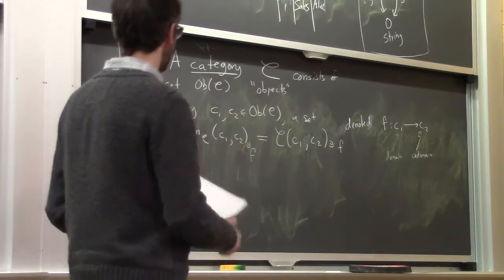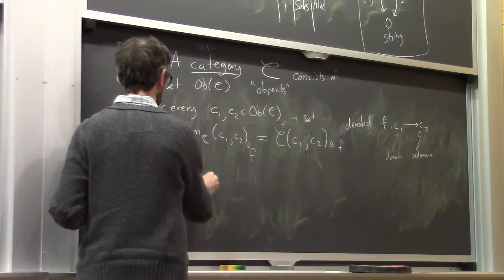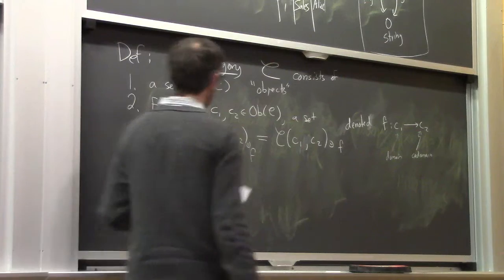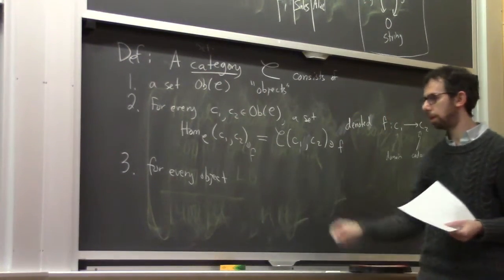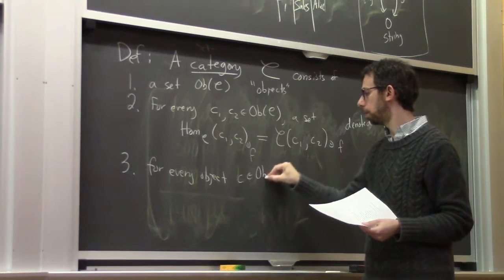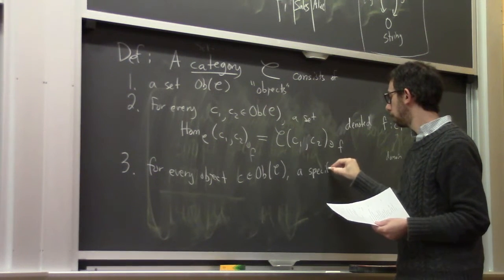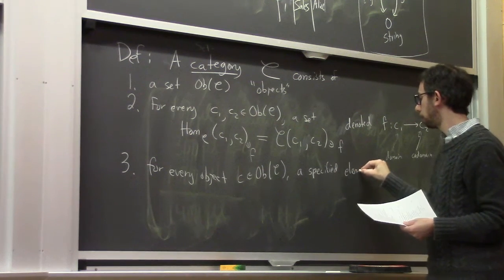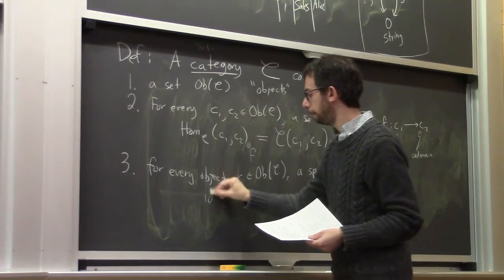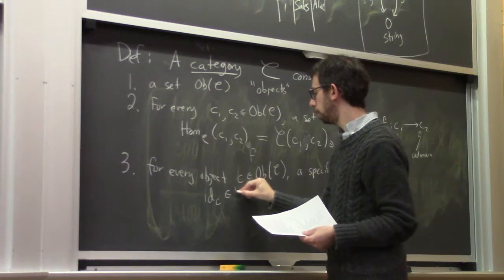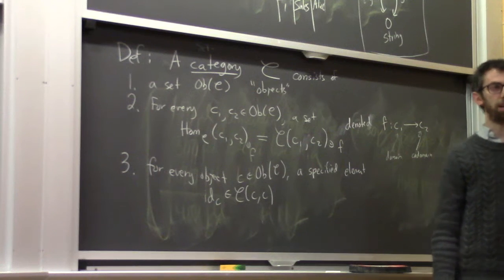Okay, so you have a set of objects, a set of morphisms. For every object, so maybe you could think of places and all the ways of getting from one place to another. For every object C, there is a specified element called id_C in C(C, C). In other words, I can always get from where I am to where I am.